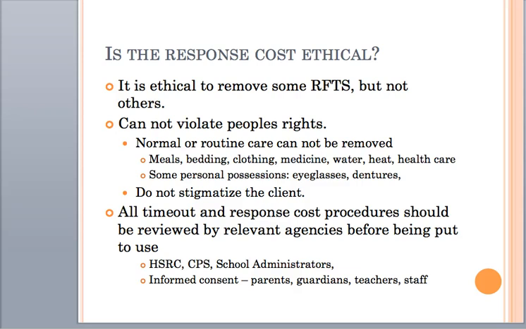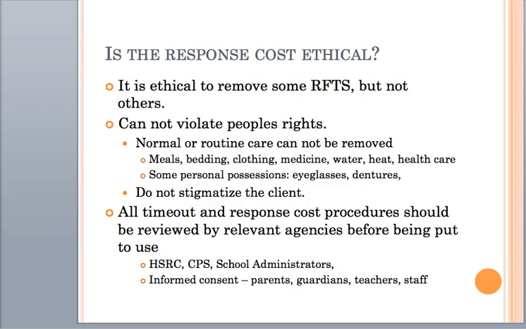You can't take away someone's bedding or their clothing or their medicine. You can't prevent them from having water to drink. You cannot put them out in the cold or remove heat, take away their heaters. I've heard of landlords punishing renters by turning off the heat, and that's unethical and I do believe illegal. You can't withhold health care. There are certain kinds of personal items that you can't take away: people's glasses, people's dentures, or someone's cane if they can't walk without it. And whatever you do take away cannot stigmatize the individual.